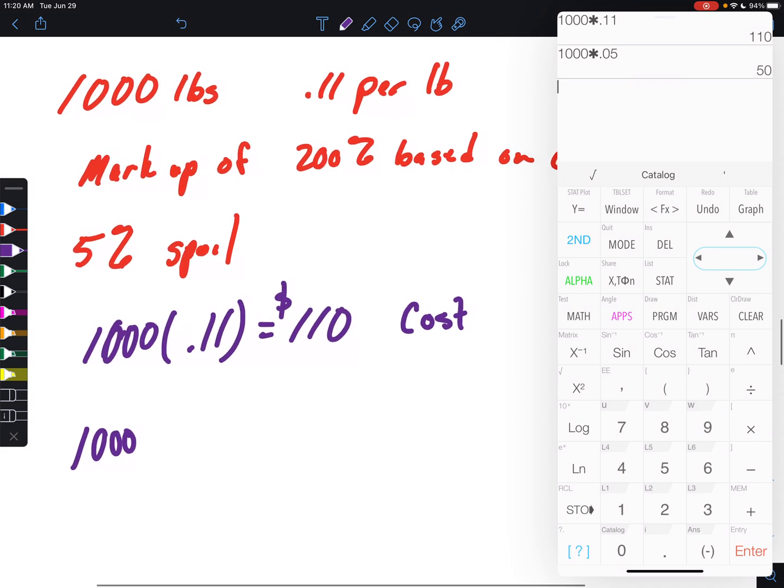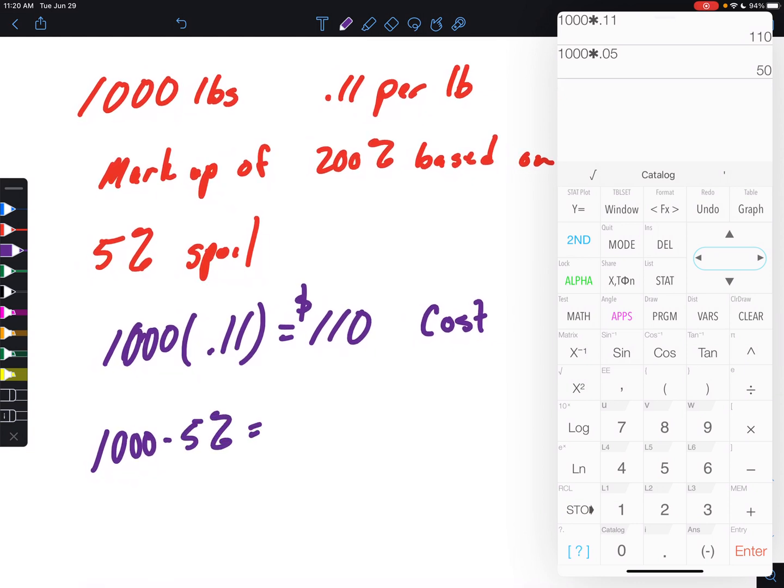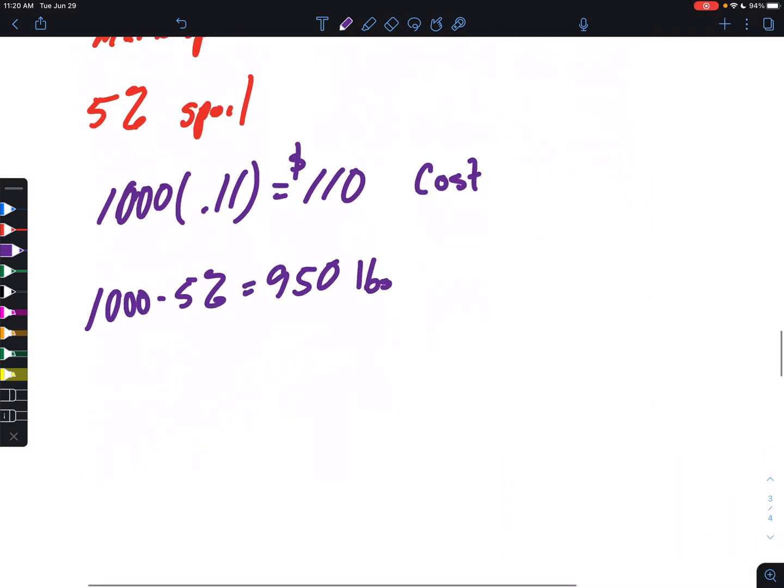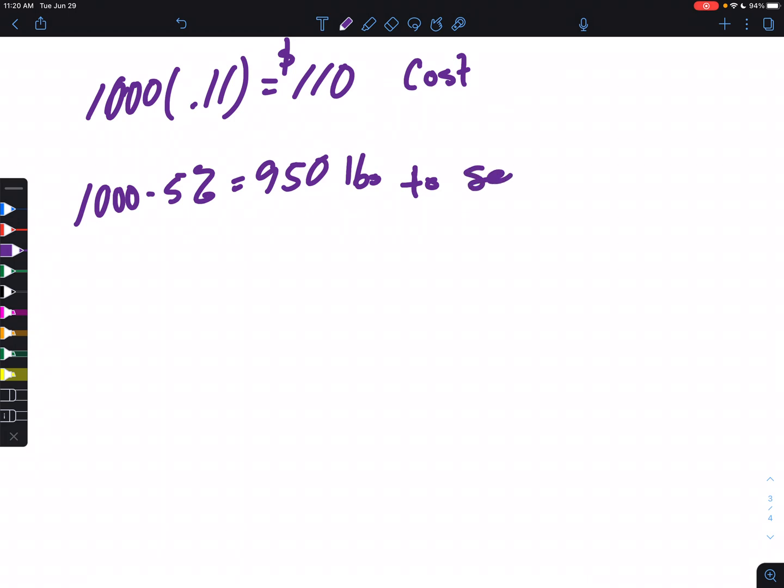So what you wind up with is 950 pounds of onions to sell. So here's the idea. You've spent $110 on these onions. You actually have 950 pounds to sell. And you want to make sure that you make your markup of 200%. So what do you sell these things at, price per pound? If you say 200% markup and you bought them for 11 cents a pound, you think, oh, 22 cents a pound, 200%. That's not how it works, because you're not going to sell all 1,000 pounds.